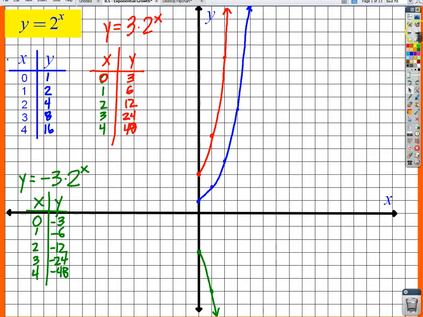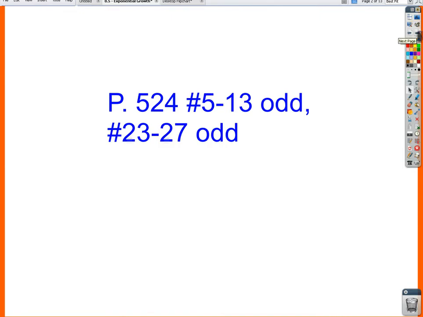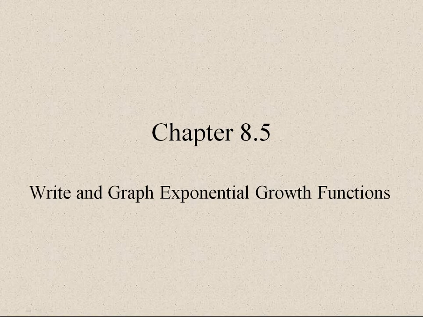So go ahead and practice with these problems right here. Just do 5 through 13 odd, 23 through 27 odd. You definitely will need some graph paper. And once you get this done, make sure you bring them to class and we'll have some more to practice with. Okay? Let's talk about exponential growth here.